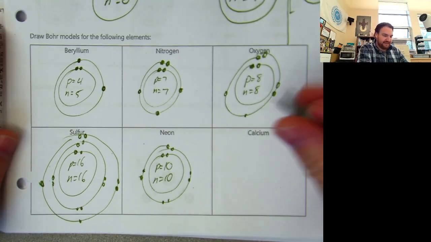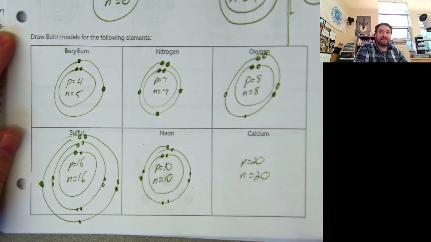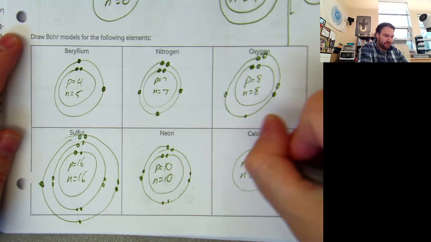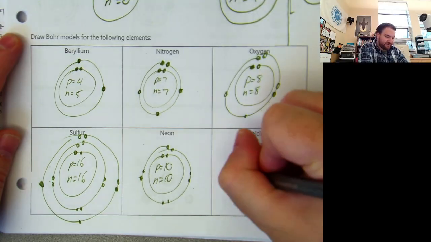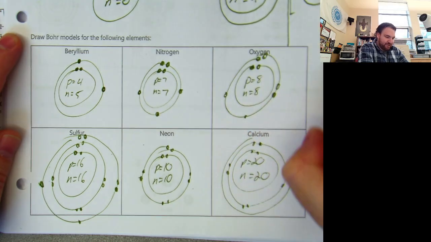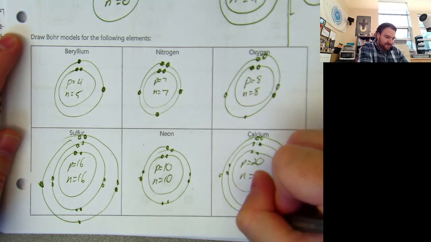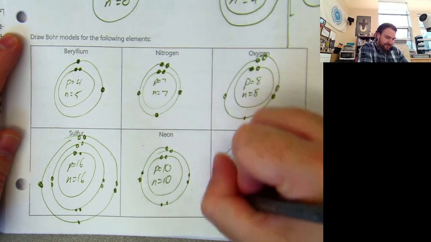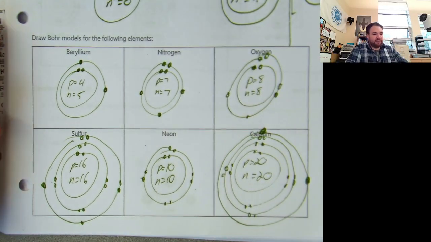Calcium's going to look like this. Again, same. P equals 20, N equals 20, and calcium is the absolute worst one I could give you. 1, 2, 3, 4, 5, 6, 7, 8, 9, 10. Because it's huge. 11, 12, 13, 14, 15, 16, 17, 18. That ring is full. 19 and 20.